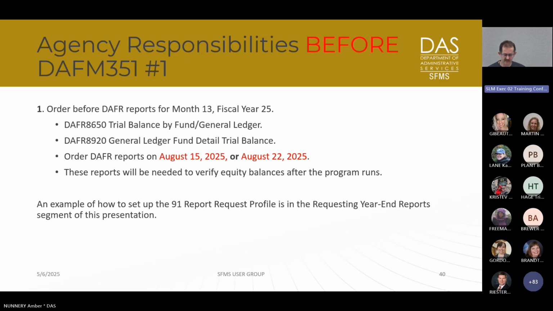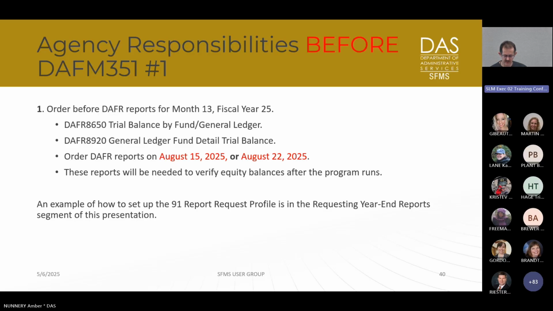So agencies have several duties related to DAFM 351. I've broken these out between responsibilities before the program runs and those after the program runs. Before the program runs, the agency needs to order 2 reports, DAFR 8650 and DAFR 8920.